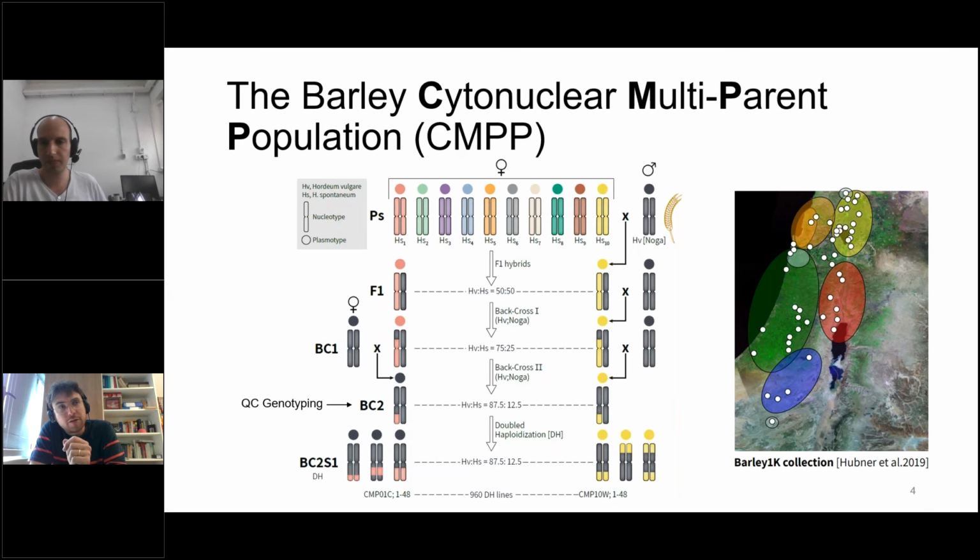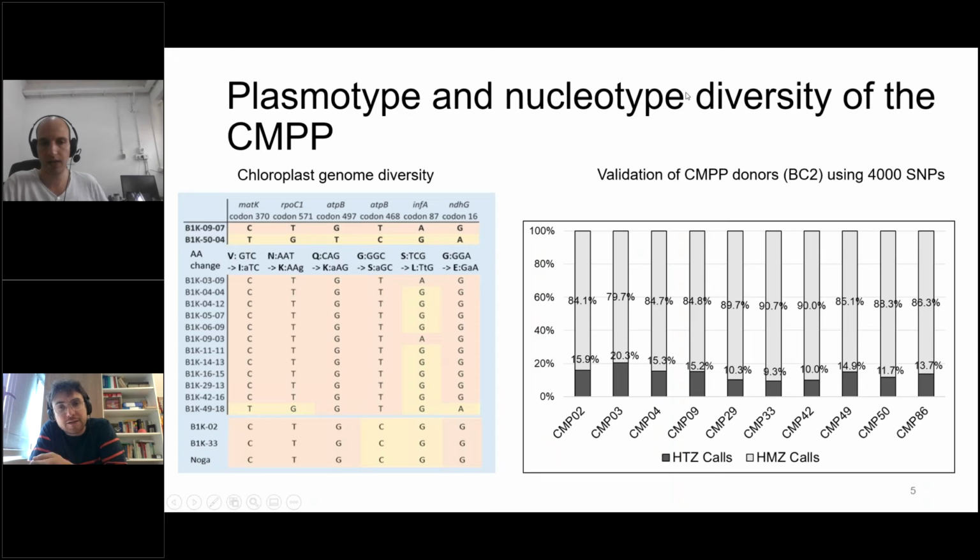Yeah, but let me rephrase my question. Now that you have the sequence of the chloroplast, can you trace it back to specific genetic clusters on the landscape? Does it have any connection with evolutionary or adaptation paths that the B1K population might have had? That's a good question. I actually never looked into this. It's something that should be considered maybe. Yeah, it's interesting. Okay.